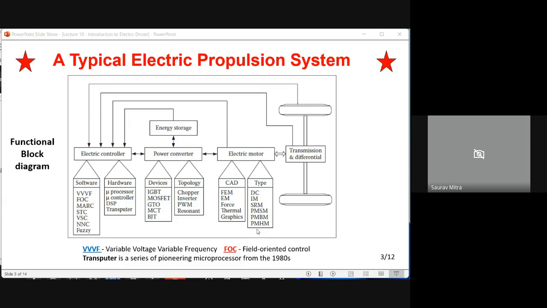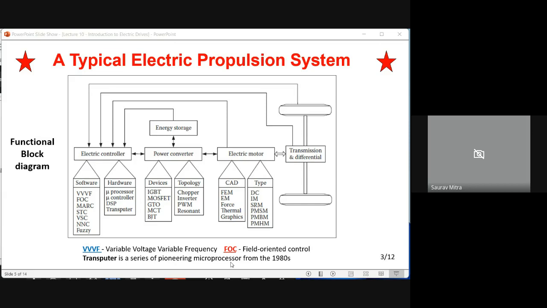So in the case of the electronic controller, there is a new technology, VVVF. It is called variable voltage, variable frequency. There is FOC. In the induction motor, we will study FOC, field oriented control. Transputer is a series of pioneering microprocessors from the 1980s. Nowadays transputers are not used. Nowadays very sophisticated digital control systems and controllers are used. Maybe DSP based controllers are also used for motor control. So this is a very important slide. This is a very important diagram.